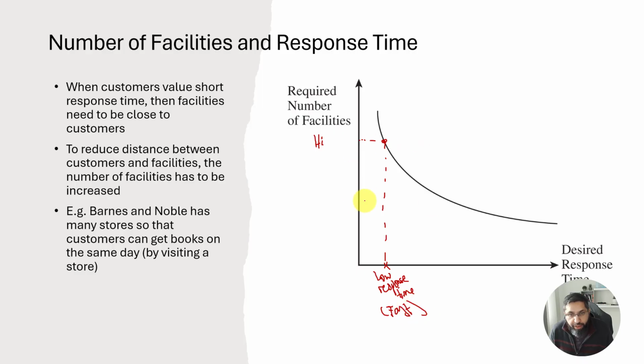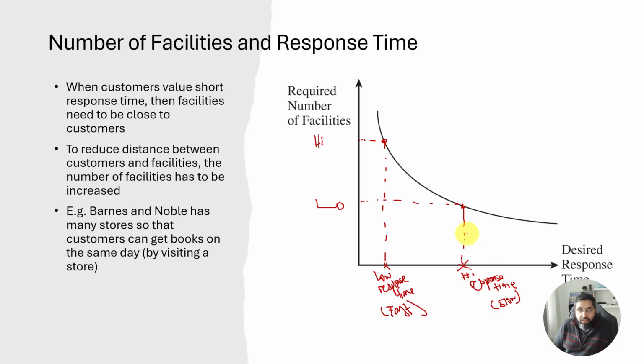Okay. And if you reduce the number of facilities, so you have a low number of facilities, then you go on this curve and you see that you end up with a higher response time, which means you respond slowly because it takes you a long time to respond. Higher response time, which means the response will be slow. Okay, so why is that?